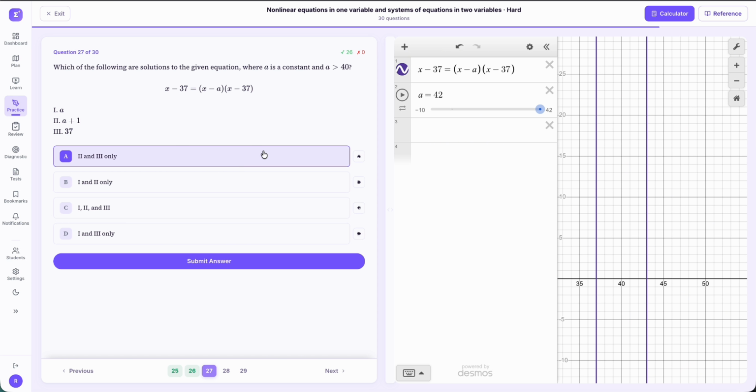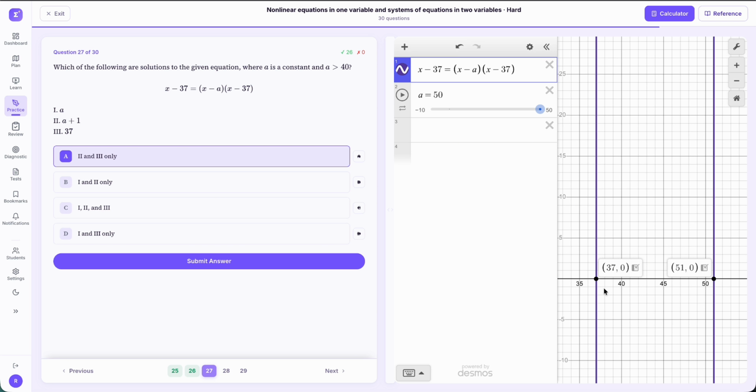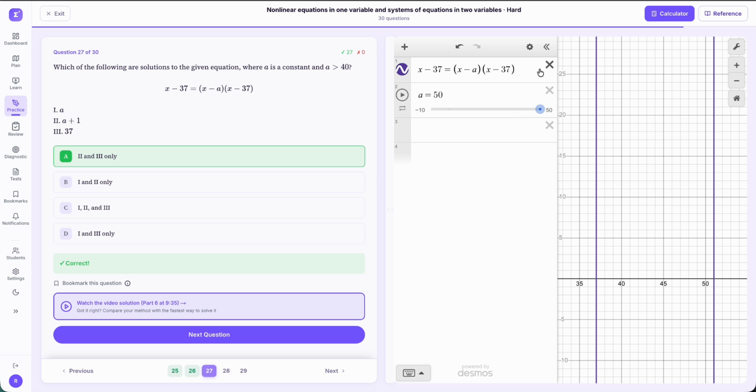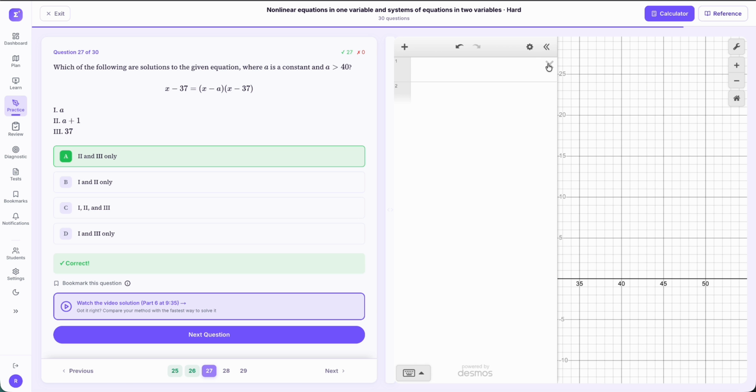And you can try, right? If you change this, you see 50. I'm always going to have 37, and then it's always one bigger than whatever I put for A, right? So if you know that, it's really simple. You can just put in Desmos, assign a value, and click on your answers.